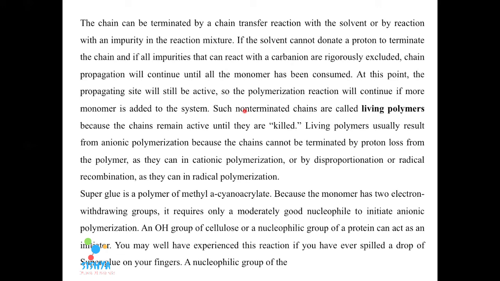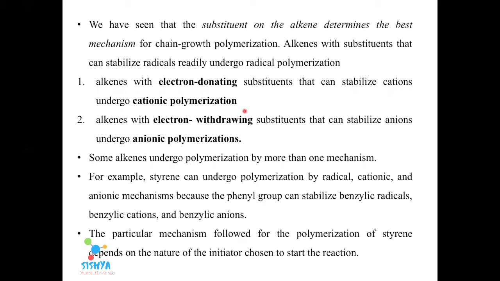They can even stay active until they have been killed. Living polymers usually result from anionic polymerizations because the chains cannot be terminated by a proton lost from the polymer, as they can in cationic polymerizations, or by disproportionation or radical recombination. So these are the parts of the termination process.